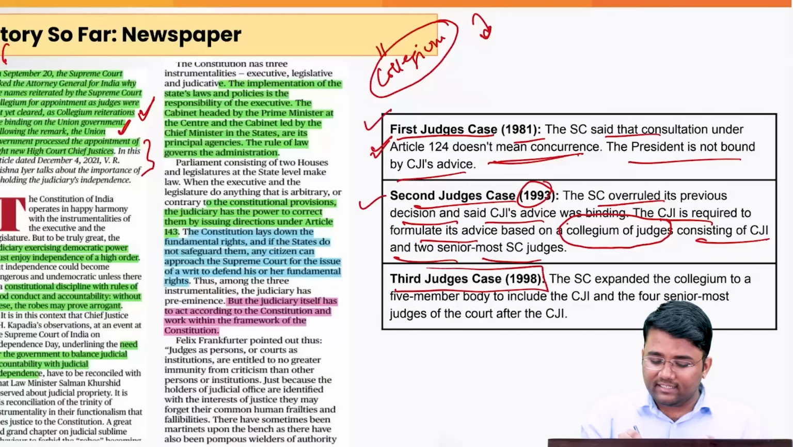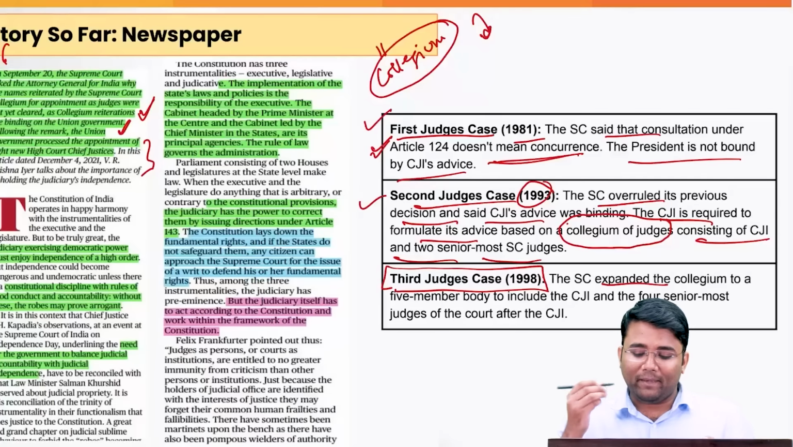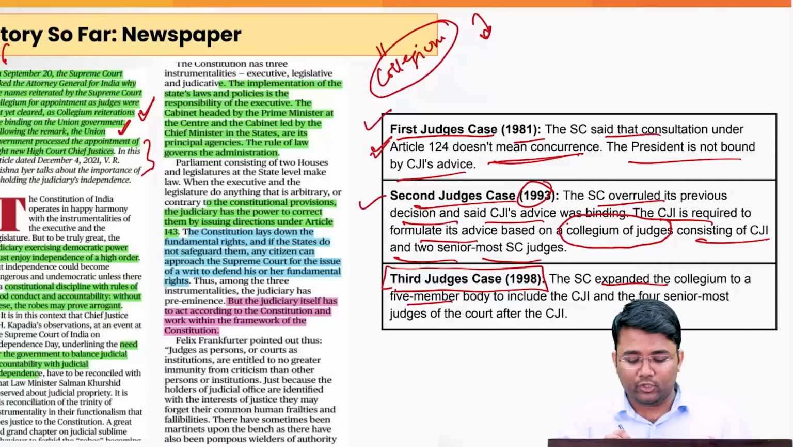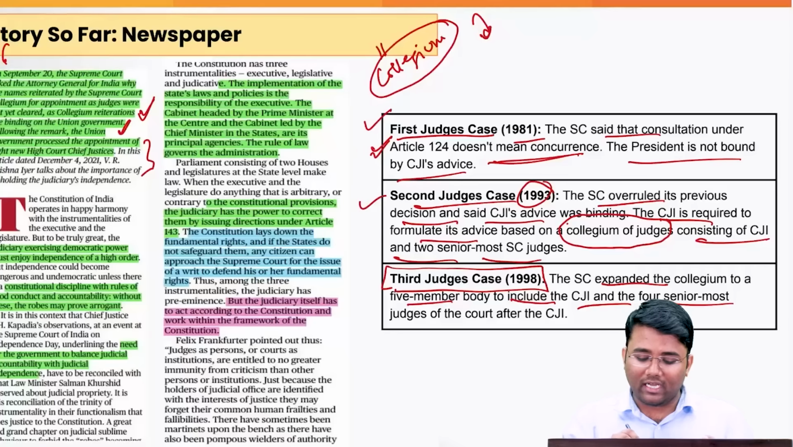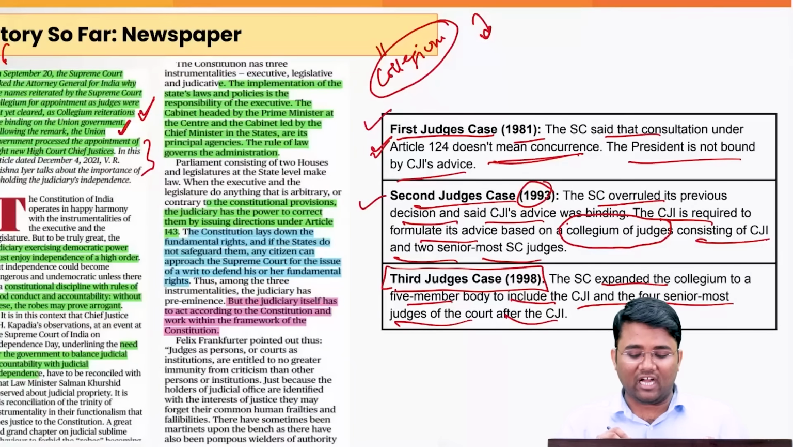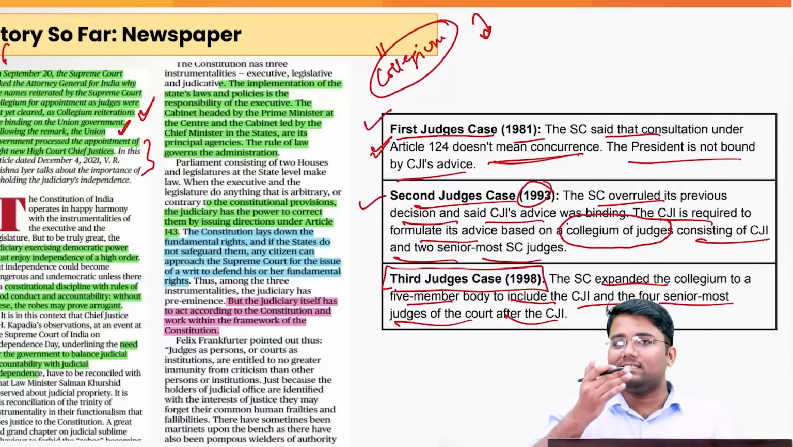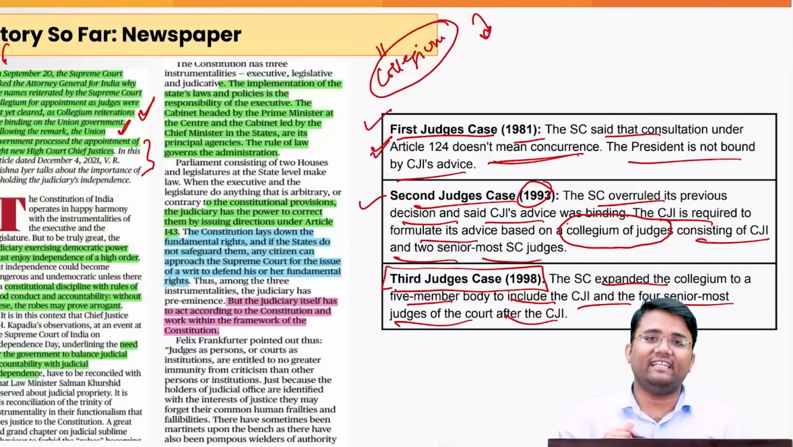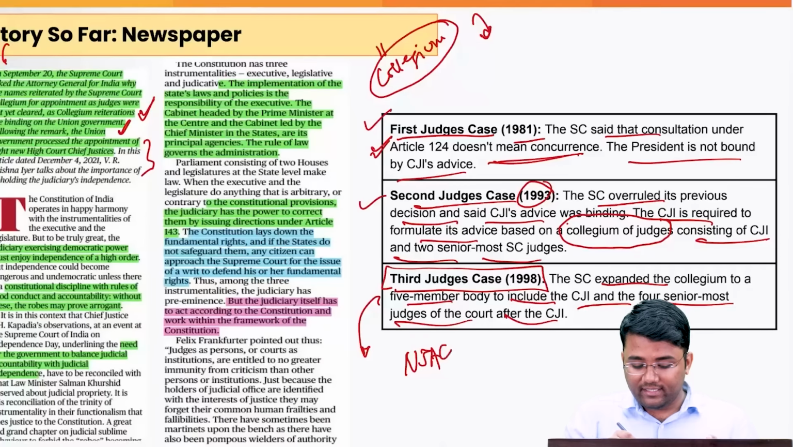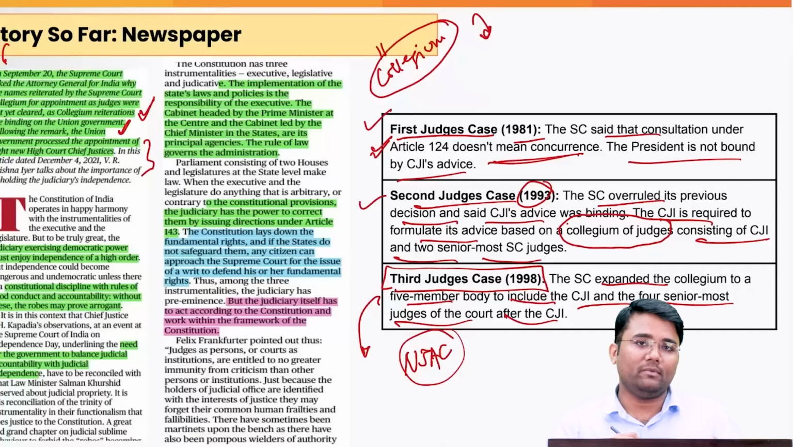In the Third Judges case 1998, the Supreme Court expanded the collegium to a 5-member body to include the CJI and 4 other senior most judges of the court after the CJI. So basically this Third Judges case was an update on the Second Judges case, and it has just expanded the collegium system. After that, there was a formation of NJAC, the National Judicial Appointment Commission.